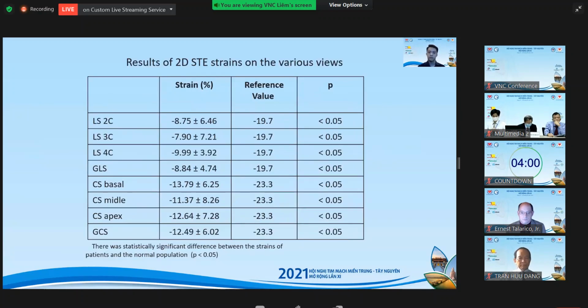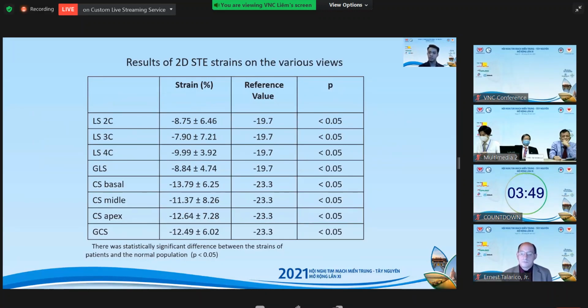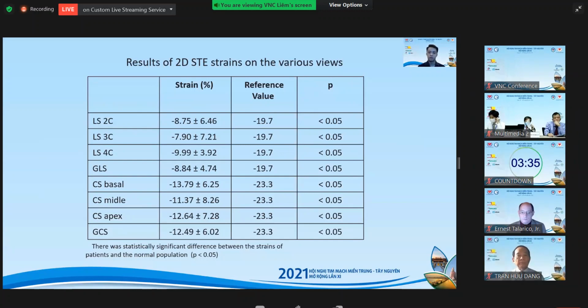Here is the result of 2D STE strain by the software. In healthy individuals, average peak systolic LV longitudinal strain assessed by STE is in the range of -18 to -20. In this table, strain parameters decrease compared to the normal value.